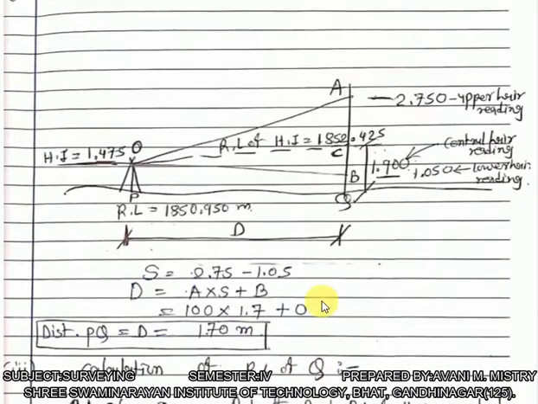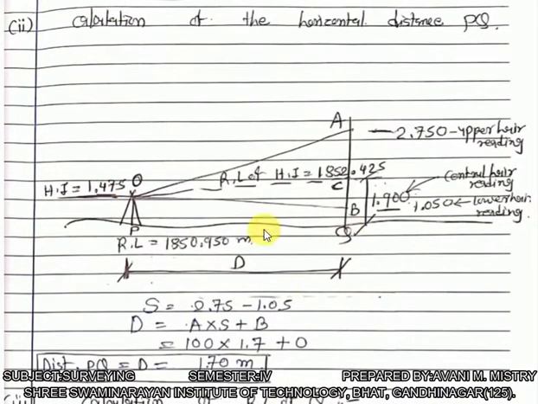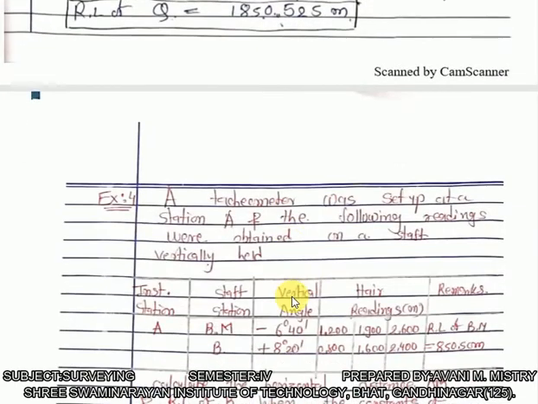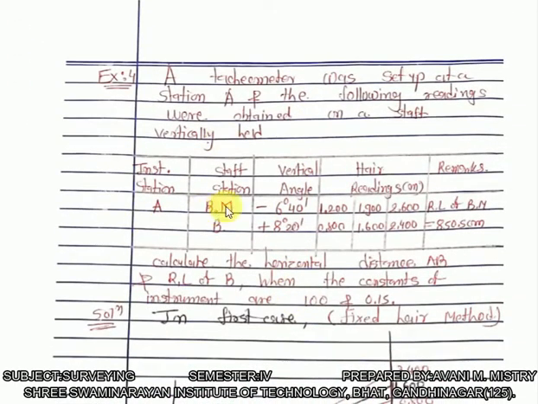Calculation of RL of Q. The RL of Q is found by the RL of P plus the height of instrument minus the central hair reading 1.9. That is, the RL of Q is equal to 1850.525 meter.